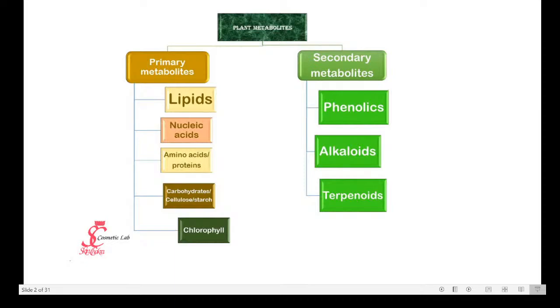This primary metabolite classification we all know about. Fatty acids, nucleic acids, DNA, RNA, 20 amino acids, carbohydrates, the monosaccharides, polysaccharides, everything, chlorophyll types. These are all common, the primary ones. And secondary metabolites are very important. The herbal property of the plant is decided based on its secondary metabolites.